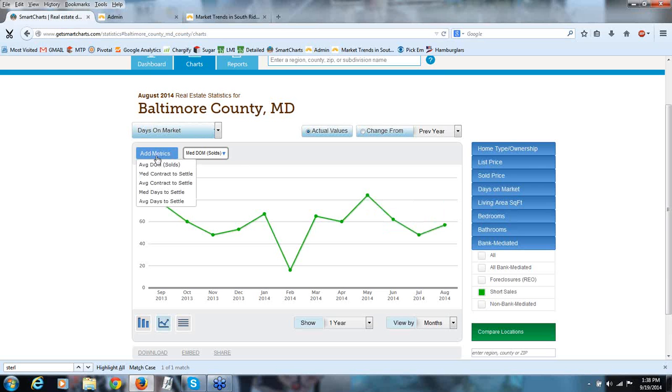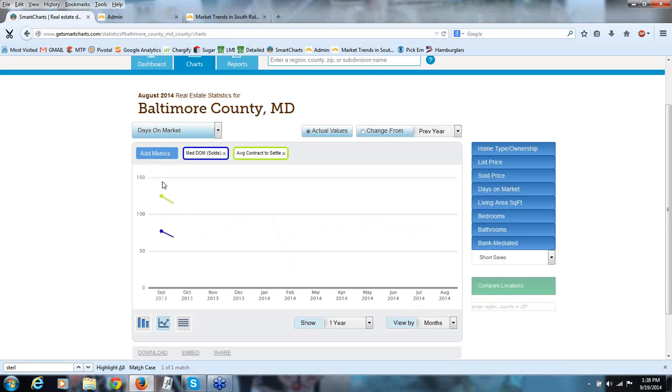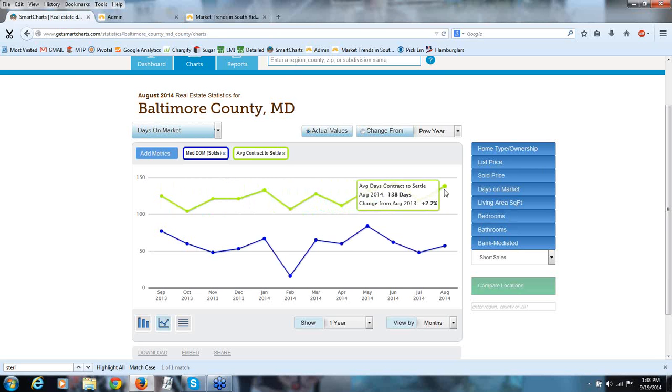If I change this to look at the median contract to settle, or we'll switch this to average contract to settle. The average contract to settle, so this is talking about from the time a short sale went to contract, because we're looking at short sales only, it took 138 days on average to get to final settlement. That's 138 days after the ratified contract came through, while it was just sitting in process with the banks and all the different steps that a short sale needs to go through.